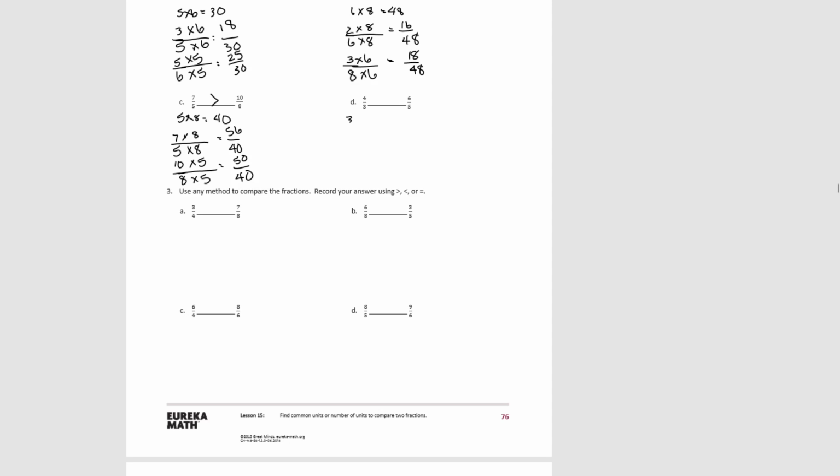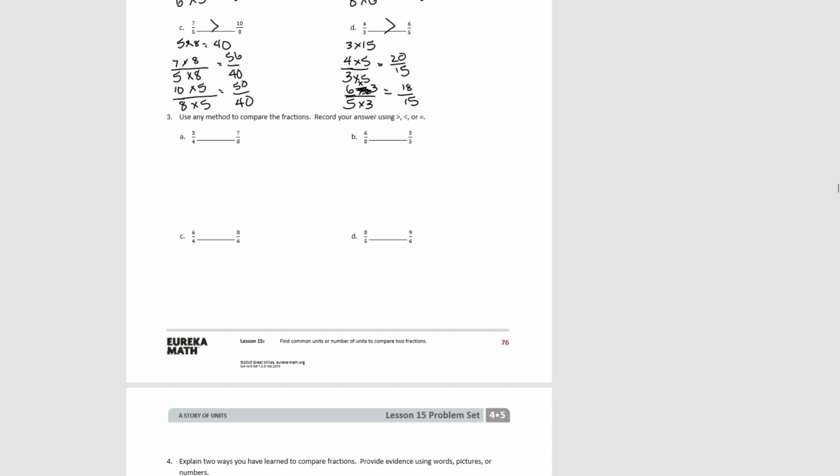Okay, here our new denominator would be 15. So 4/3, we'd multiply by 5 and get 20/15. And 6/5, we'd multiply by 6. I'm sorry, we'd multiply by 3, and we'd get 18/15. 20/15 is greater than 18/15, so 4/3 is greater than 6/5.